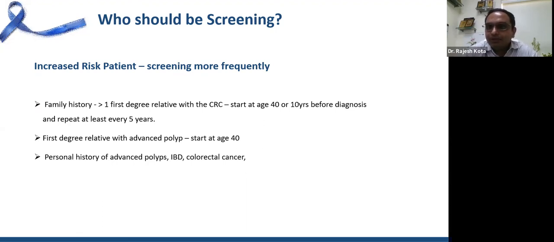So if your family relative is diagnosed with colon cancer at, let's say, 42 years of age, you should get screened at 32 years of age. That is 10 years before the diagnosis date. So if some of your family members have colonic polyps or inflammatory bowel disease, I think the screening age should come down to 40.